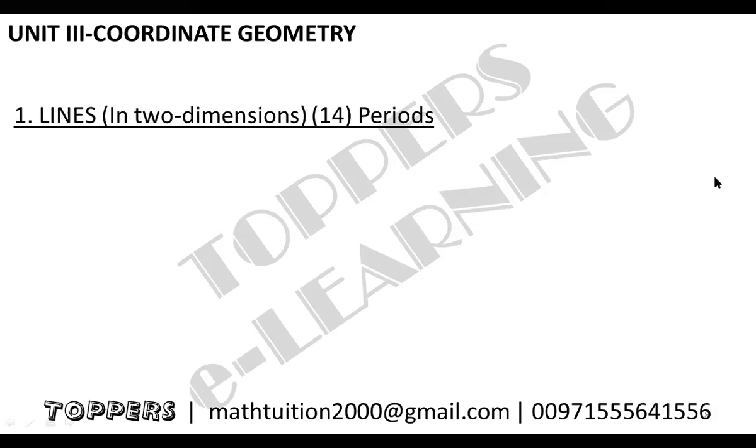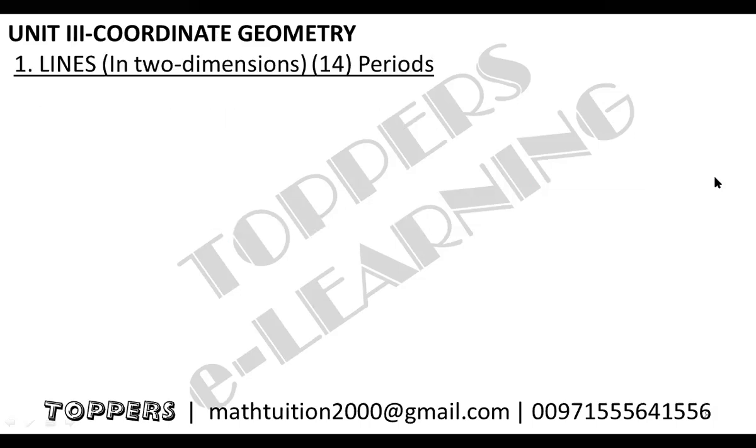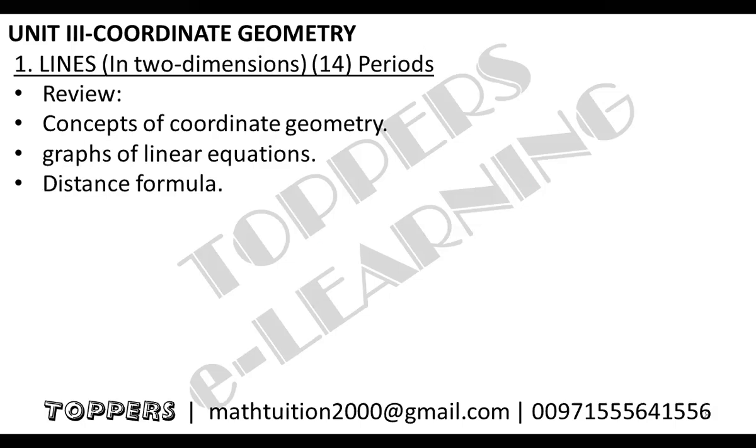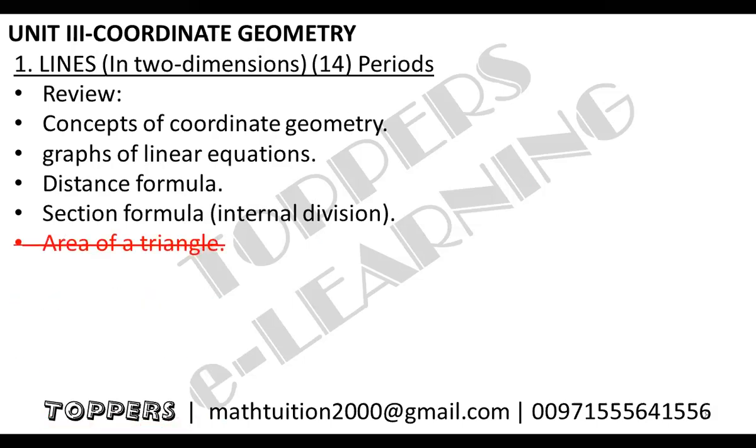Unit 3, coordinate geometry. First one, two-dimensional lines, 14 periods. Introduction, concepts of coordinate geometry, graph of linear equations, distance formula is there, section formula, internal division. External is not there. Area of a triangle is reduced, which is not there anymore.